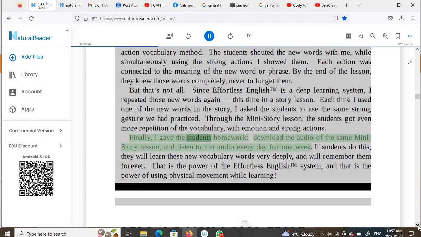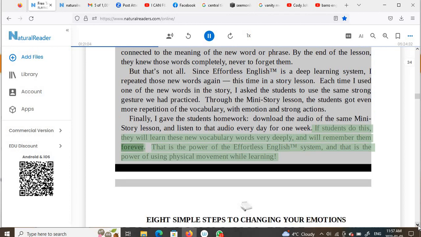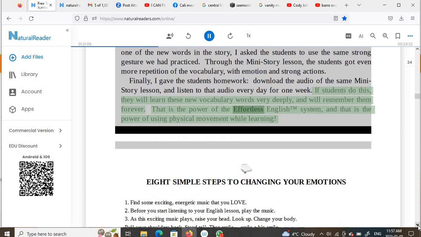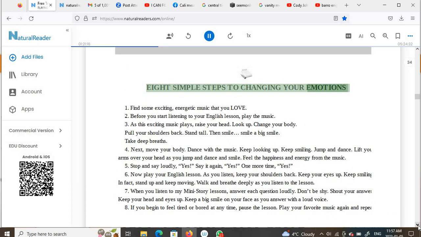Finally, I gave the students homework: download the audio of the same mini-story lesson, and listen to that audio every day for 1 week. If students do this, they will learn these new vocabulary words very deeply, and will remember them forever. That is the power of the Effortless English system, and that is the power of using physical movement while learning.